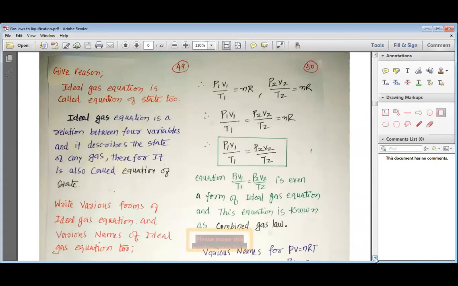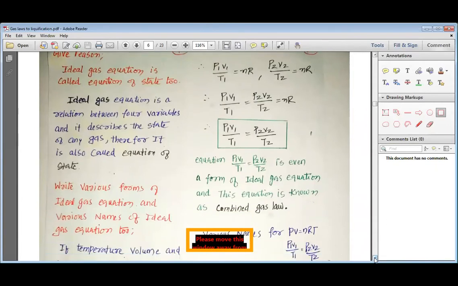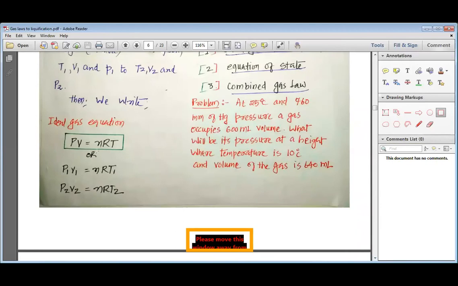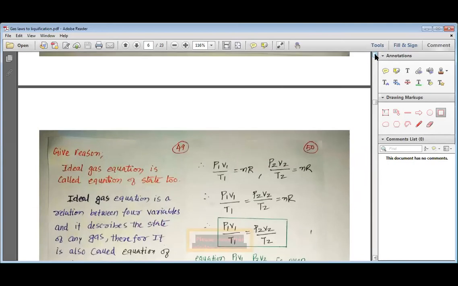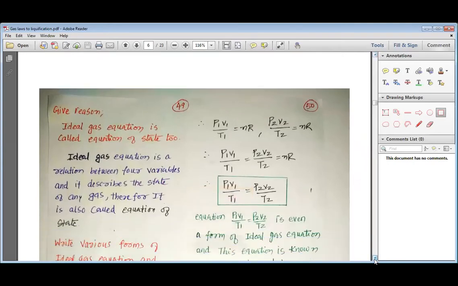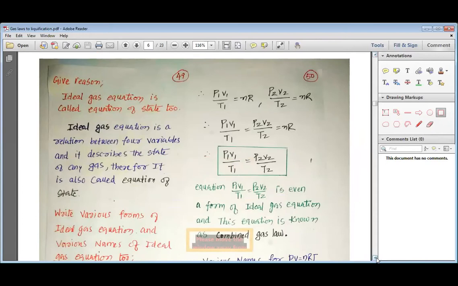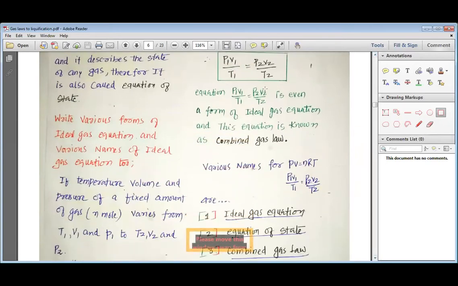Now, my dear students, we need to understand the other names and things that we know about the ideal gas equation. We know that the ideal gas equation is PV = nRT, but for two different states P1 V1 T1 and P2 V2 T2, we can write P1 V1 = nRT1, P2 V2 = nRT2, and finally P1 V1 upon T1 = P2 V2 upon T2. This is also known as the combined gas law.